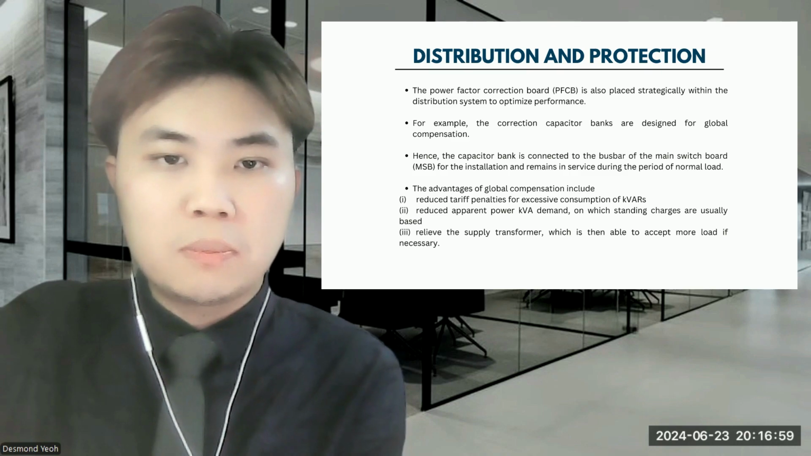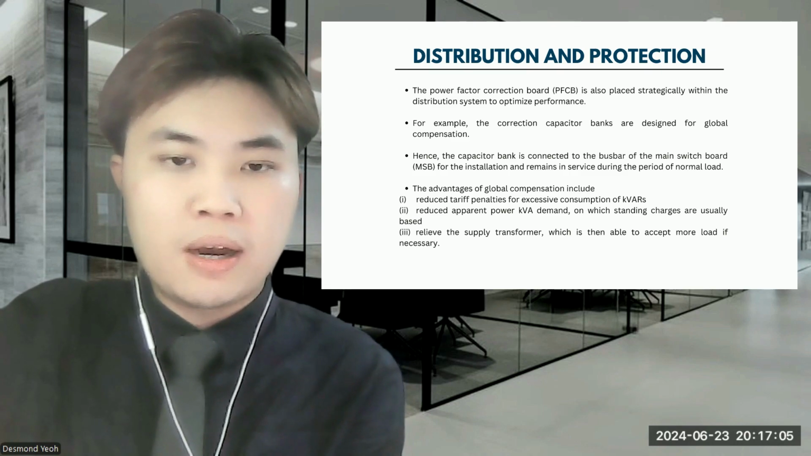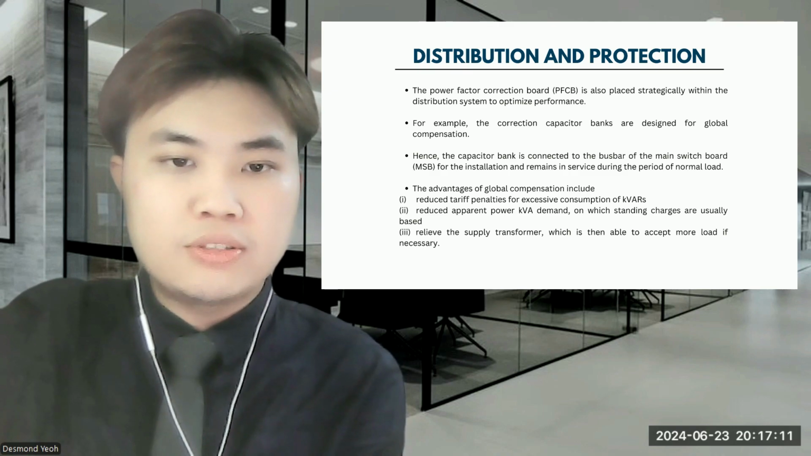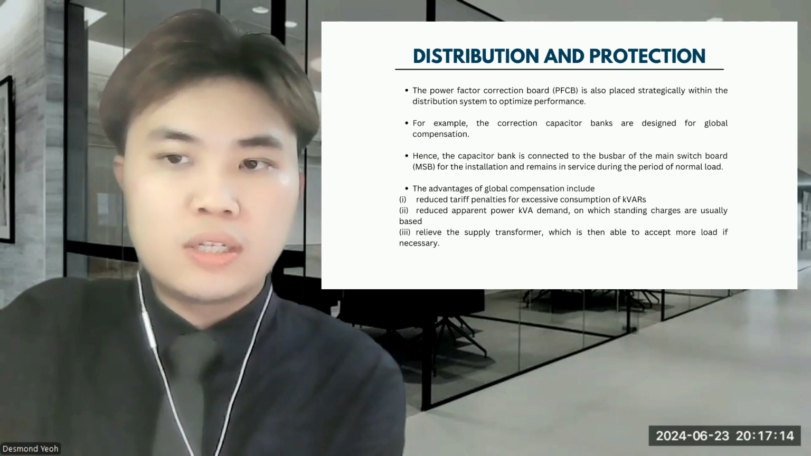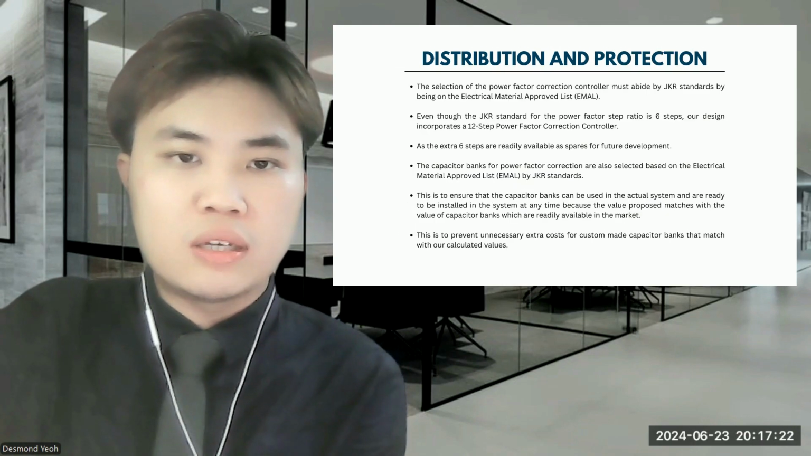The advantages of global compensation include reduced tariff penalties for excessive consumption of kVARs, reduced apparent power (kVA) demand, on which standing charges are usually based, and to relieve the supply transformer, which is then able to accept more load if necessary. The selection of power factor pressure controller must abide by JKR standards by being on the electrical material approved list (EMA).